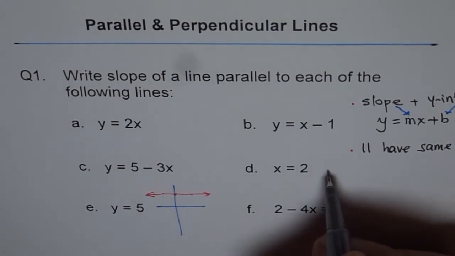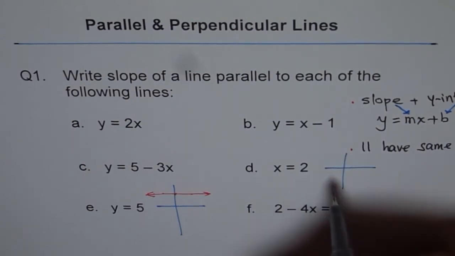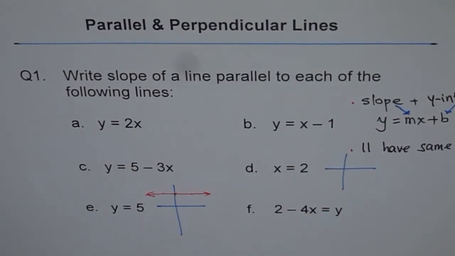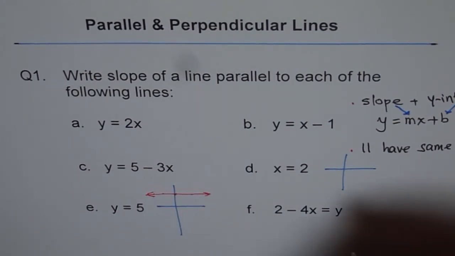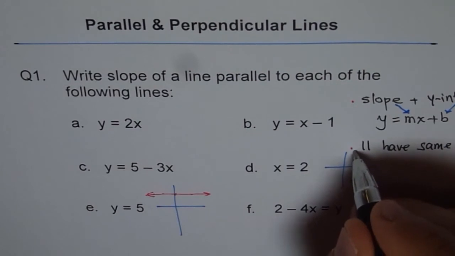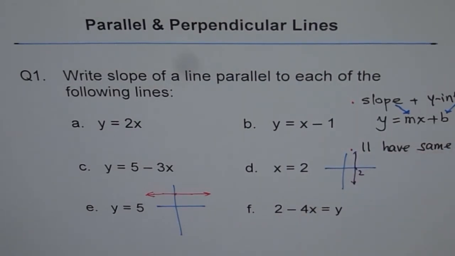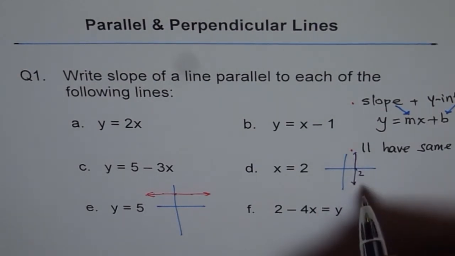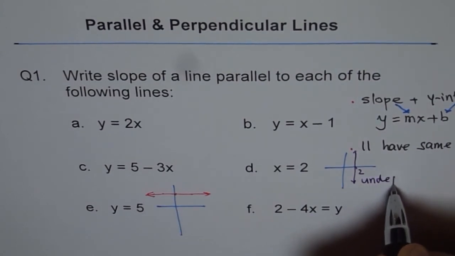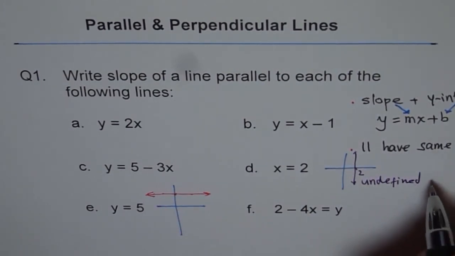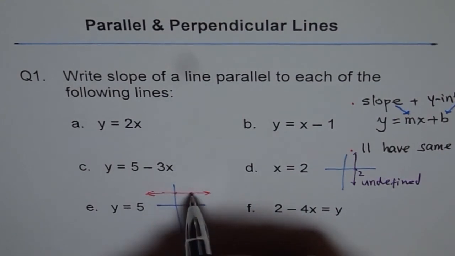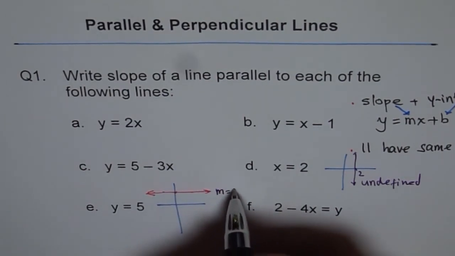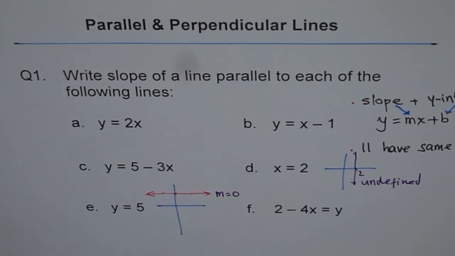Now how about this one? This one is x equals 2. On this line, at each and every point, the value of x is 2. So it is a vertical line which goes through 2. So 2 is your x-intercept. It will never have a y-intercept, because it is parallel to the y-axis. The slope of this is undefined. You should not write 1 over 0. Here, however, you can write slope equals 0. So that's how it is.